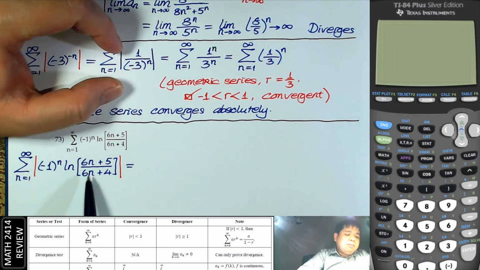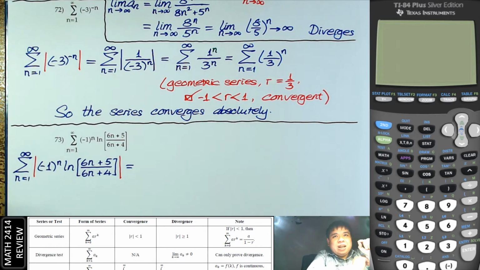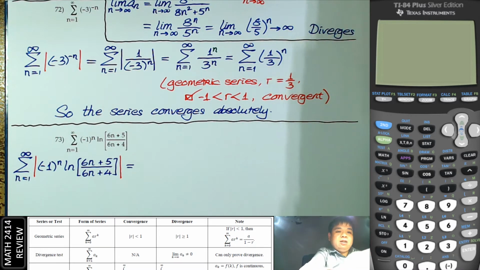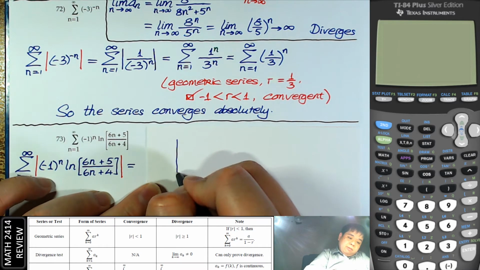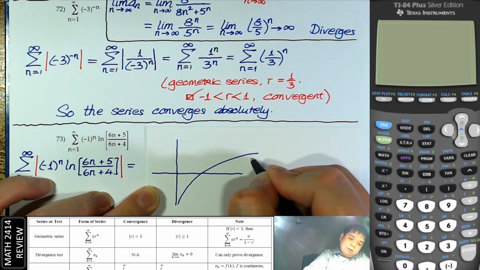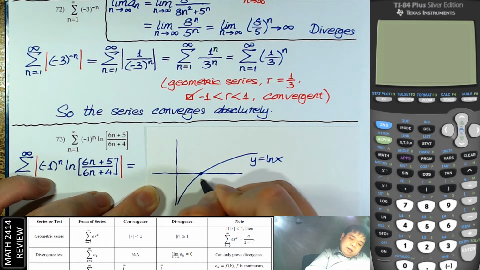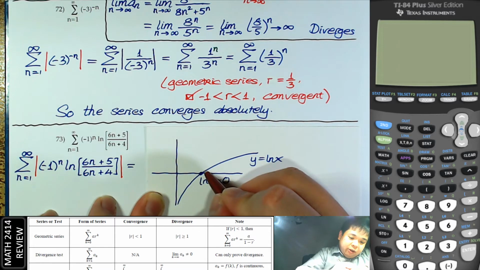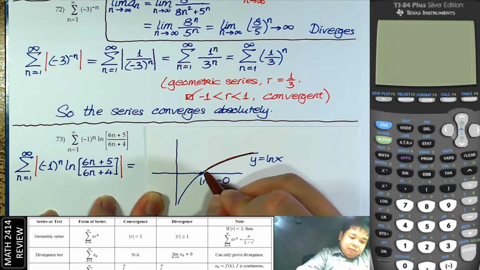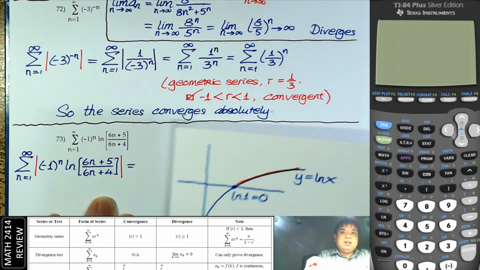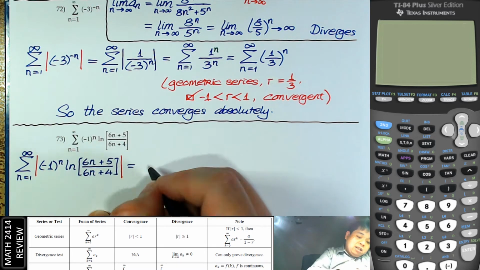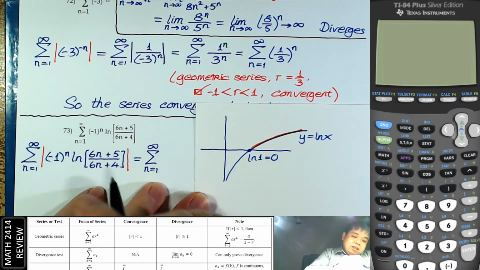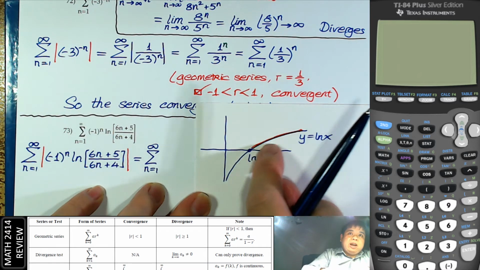By the way, let's look at this. 6n plus 5 over 6n plus 4. So that is a little bit bigger than 1, right? And ln of something bigger than 1. Just look at the graph of ln of x. We might see this a lot for this problem. ln of 1 is equal to 0. So if we have a number bigger than 1, the graph is over here, so it's going to be positive. So that's why absolute value or not, it doesn't matter. Absolute value of a positive is itself. It only eliminates the alternating factor, because 6n plus 5 over 6n plus 4 is going to be bigger than 1, therefore ln is going to be positive.